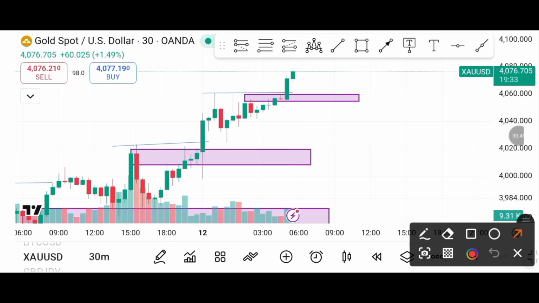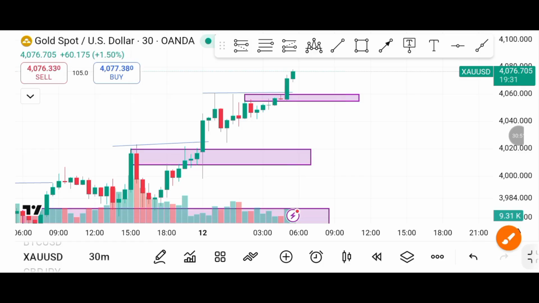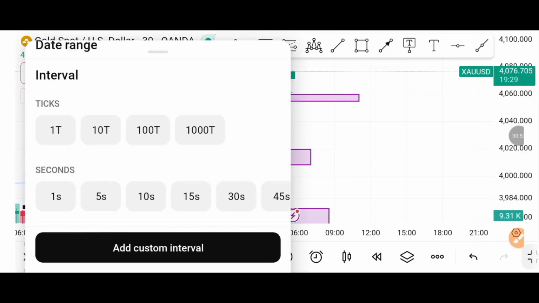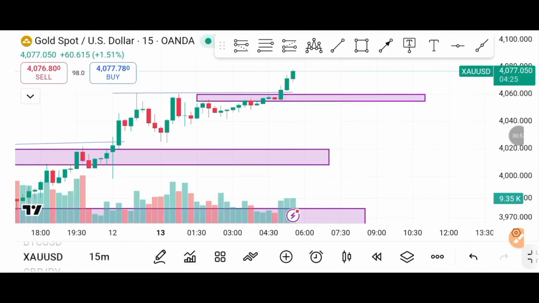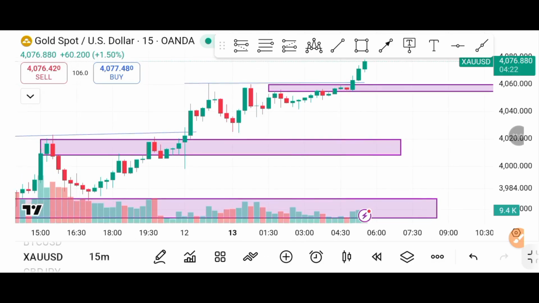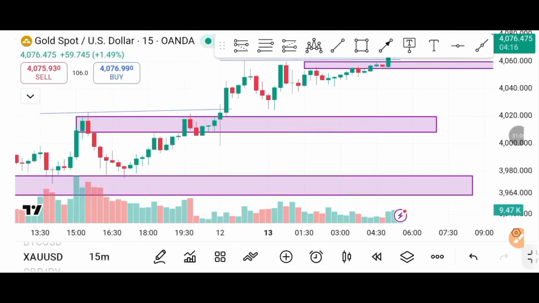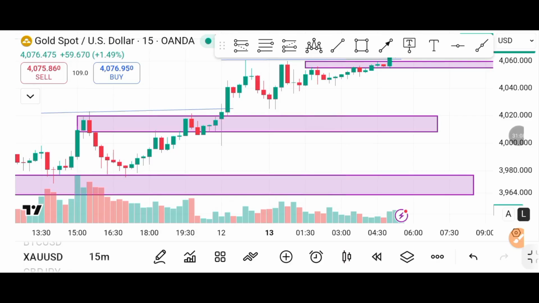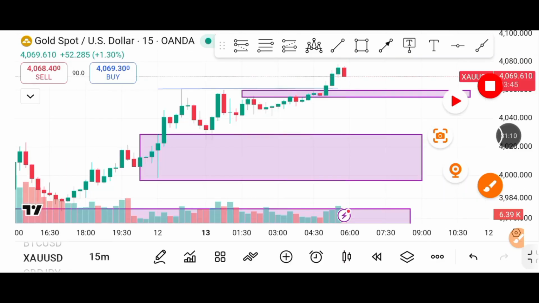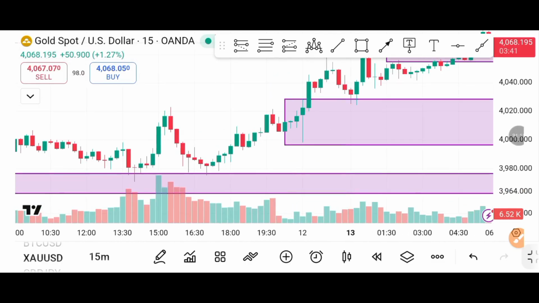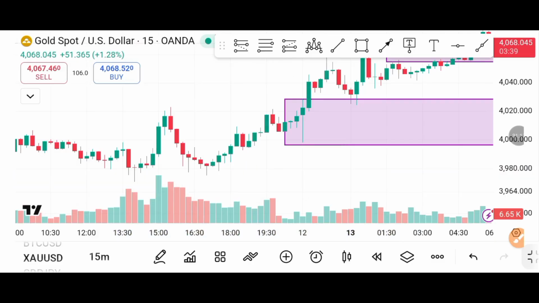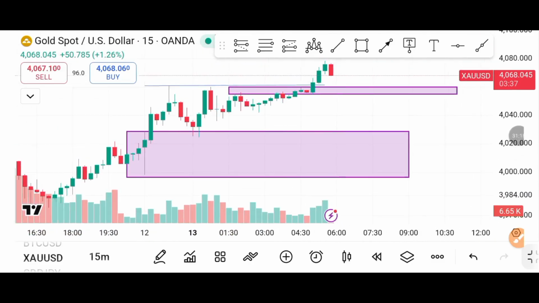So we'll scale down to the 15 minutes time frame. Let's see if there's a clearer picture, or where one can say, okay, we should be taking a trade from this area. Now on the 15 minutes time frame, we have to stick to the most relevant area. So we're going to remove this order block. Price already mitigated it, so let's take it off, so we have a clearer picture of what we're waiting for.